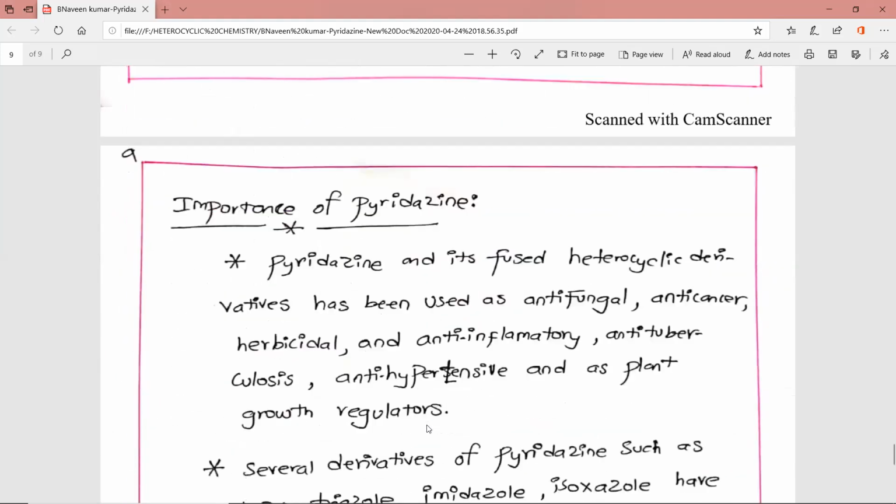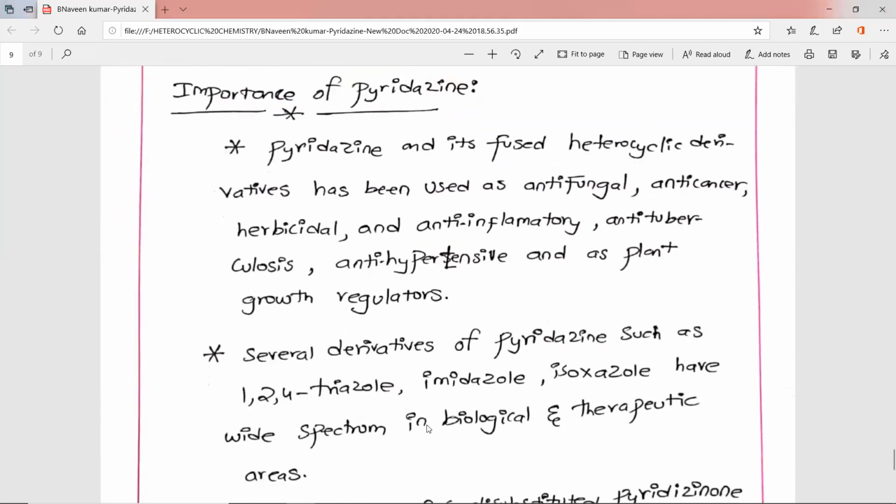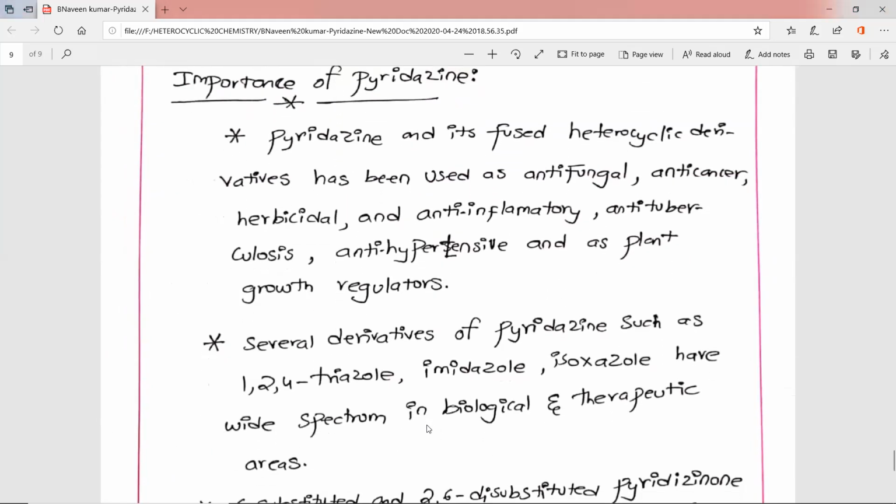Next, coming to the importance of pyridazine. Pyridazine and its fused heterocyclic derivatives have been used as antifungal, anti-cancer, herbicidal, anti-inflammatory, anti-tubercular, anti-hypertensive agents, and as plant growth regulators. So various derivatives have been used in medicine and also as various agricultural products.